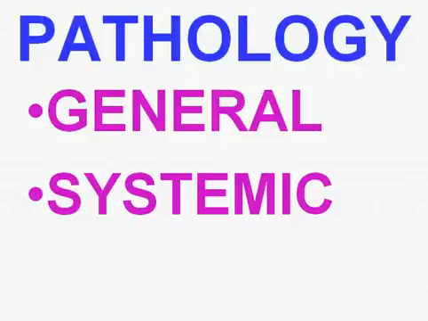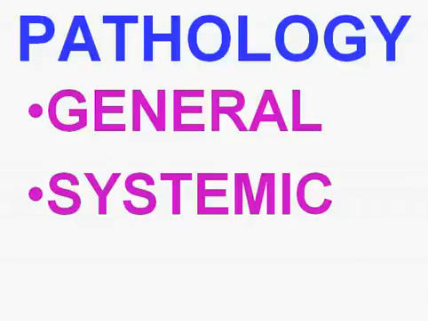And I always kind of remember that there are 10 systems in the body, you know, respiratory, renal, blah, blah, blah. And the last 19 out of 29 chapters of Robbins are devoted to systemic path, while the first 10 are devoted to general path.